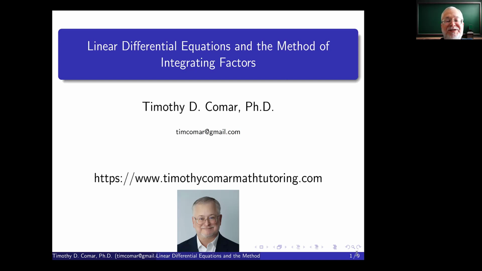Hi, I'm Dr. Tim Komar, and today we will show an example of solving a first-order linear differential equation using the method of integrating factors. This is typically found at the beginning of a first course in differential equations.